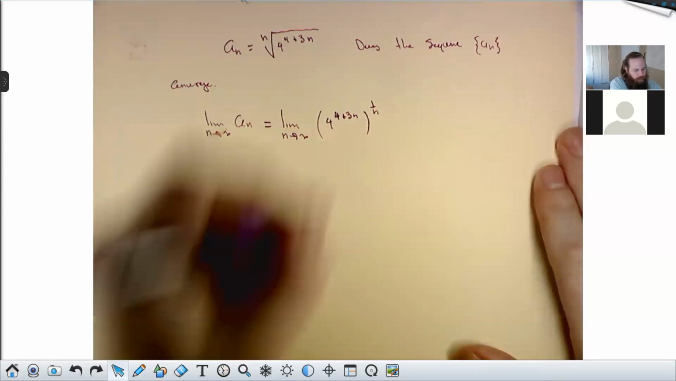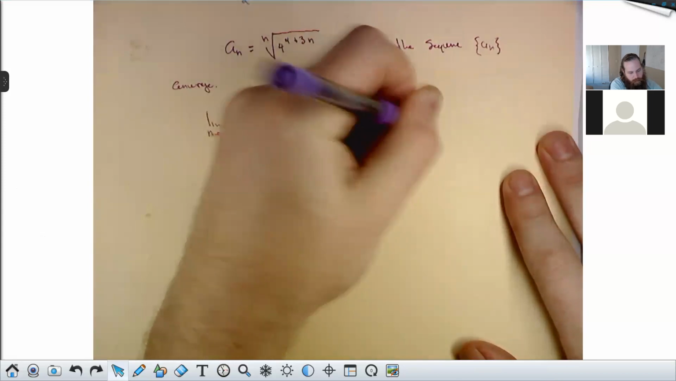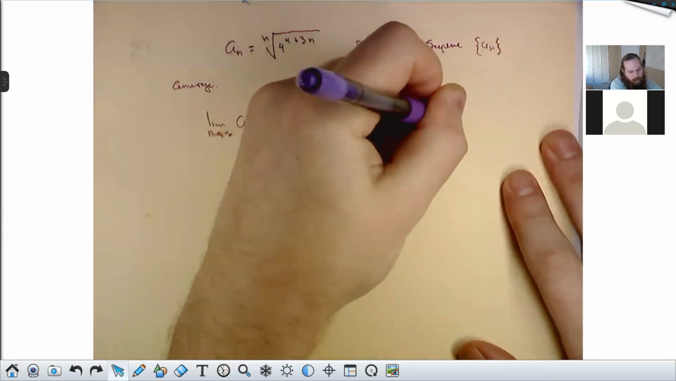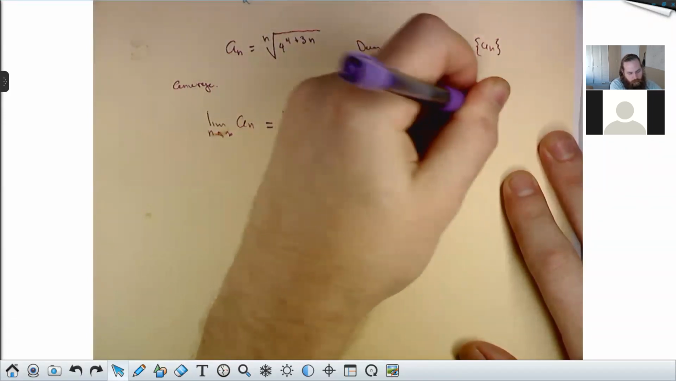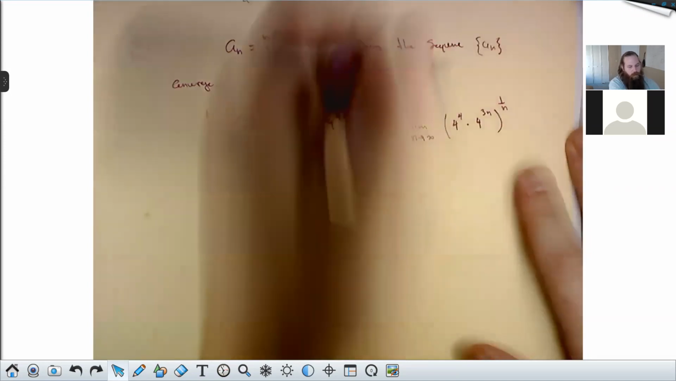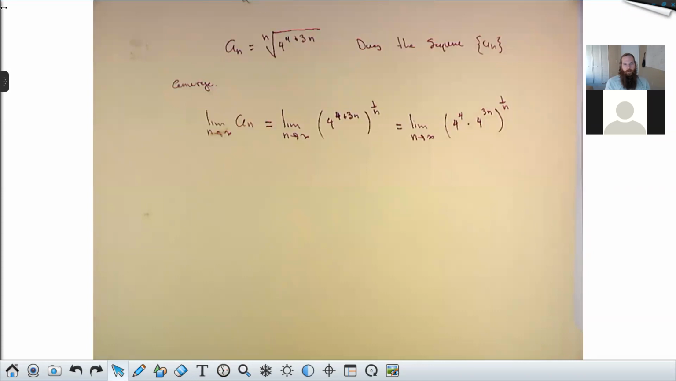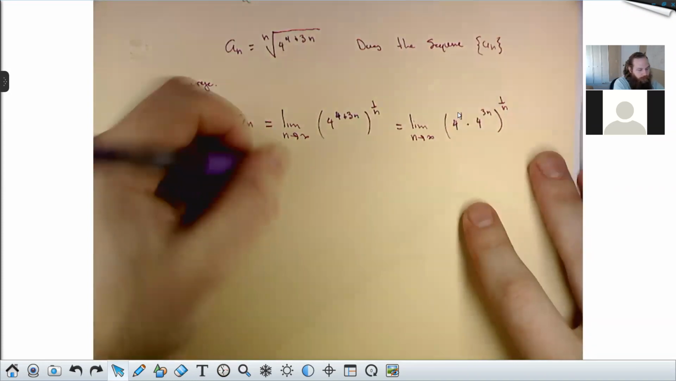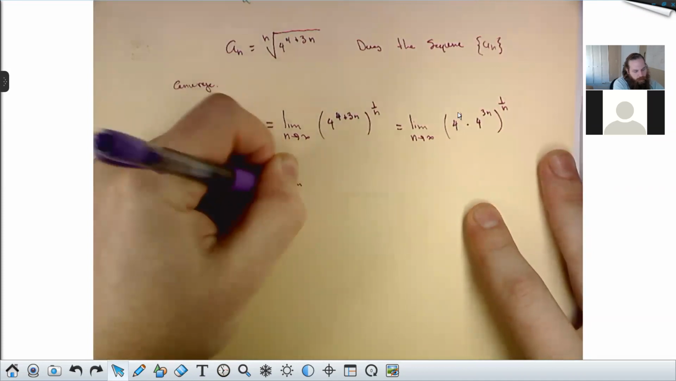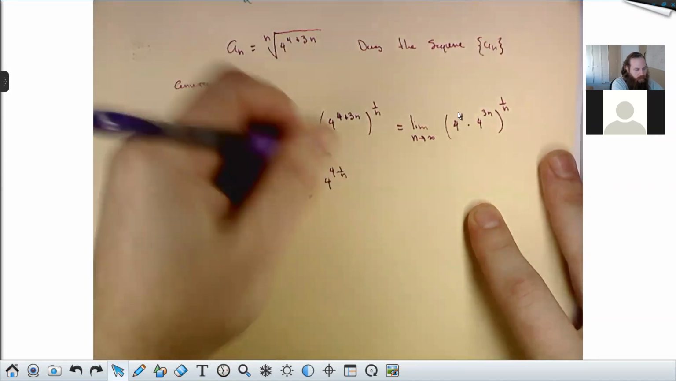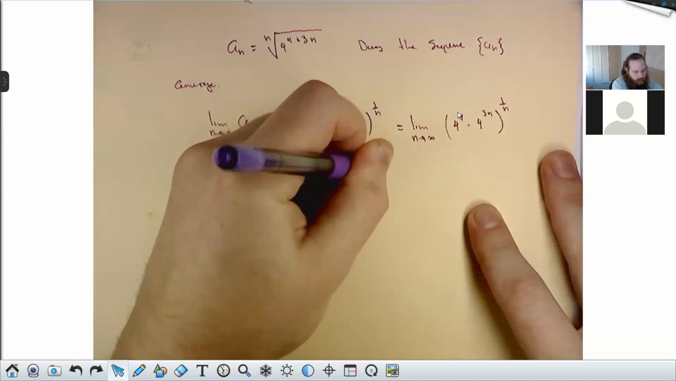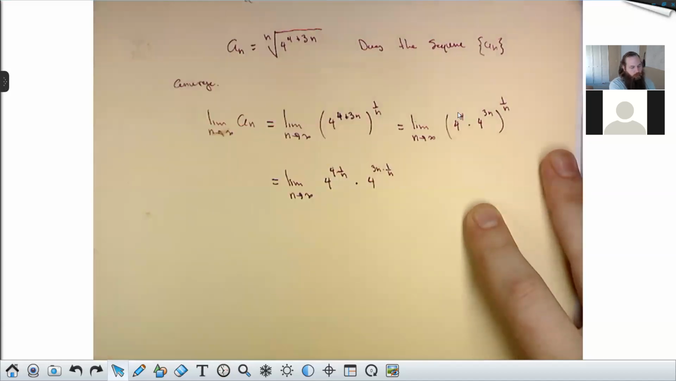And now we can do some algebra. This is the limit as n goes to infinity of 4 to the 4 times 4 to the 3n, all raised to the 1 over nth power. Adding the exponents is the same as multiplying like bases with those exponents. And then I can give that 1 over nth power to each of those pieces. This is 4 to the 4 times 1 over n times 4 to the 3n times 1 over n.